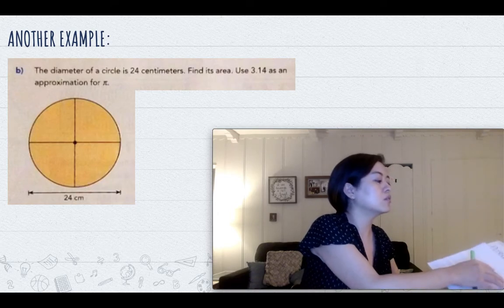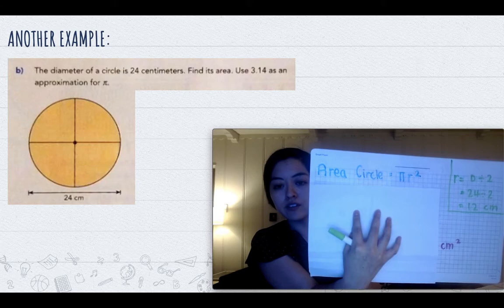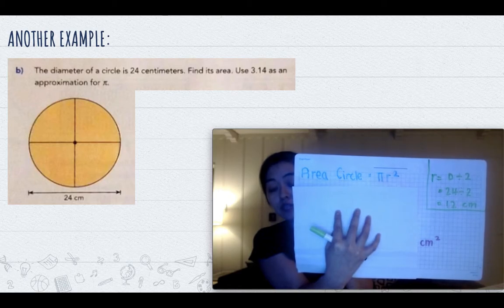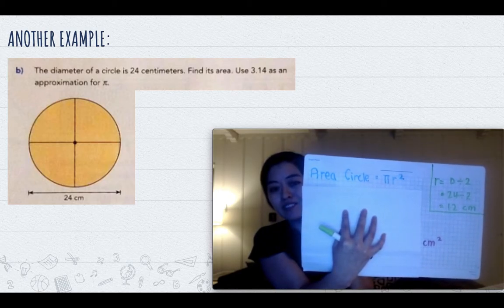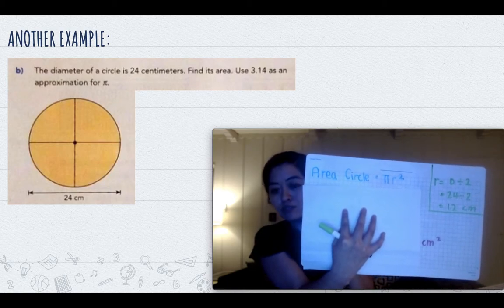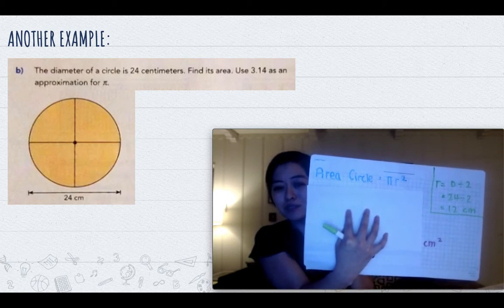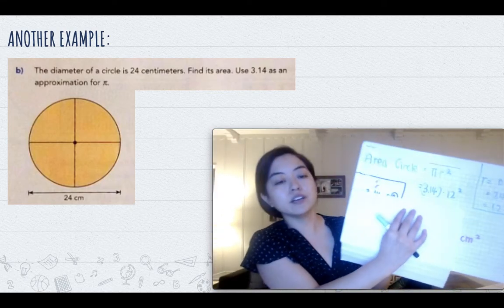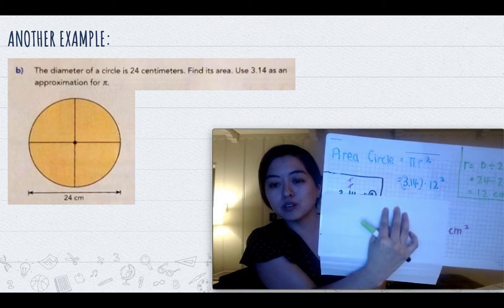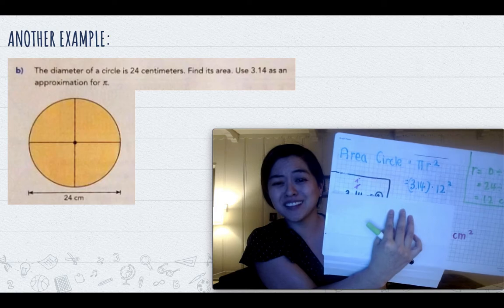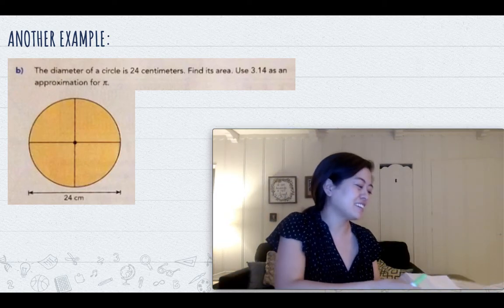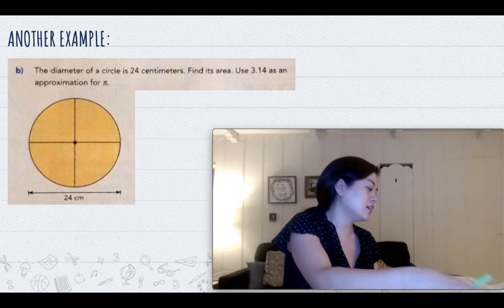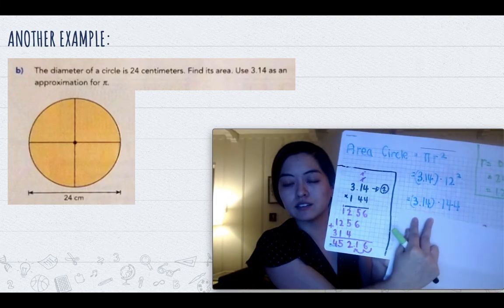Okay, so I know that my area of a circle is pi r squared, but I don't know the radius. So I did my radius in green in the corner, and I know my radius is half the diameter. So half of 24 is 12 centimeters. Now I'm ready to input my values. So here I have 3.14 times 12 squared, and 12 squared, I memorized that square, which is 144. So now I did 3.14 times 144, and I did it right here in this black box.